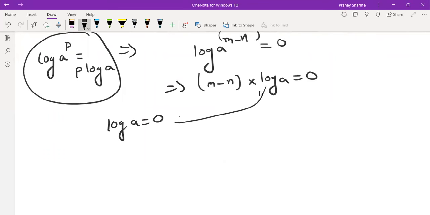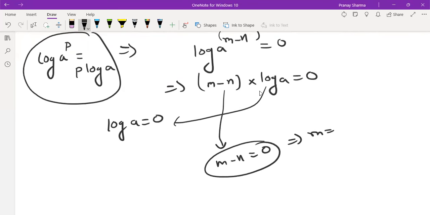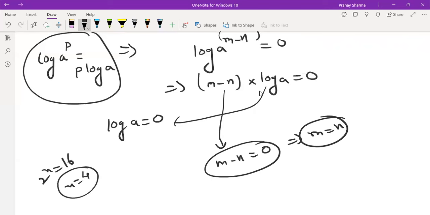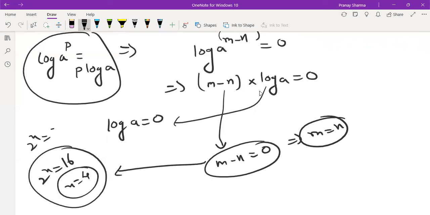Are you able to follow? Either this can be 0, or this can be 0, right? So if this particular thing is 0, that means m equals n. That is what we usually do, right? 2 to the power x equals 16, so x will be 4, right? The example that we have calculated. This is what we usually do, because this 16 can be represented as 2 to the power 4, right?